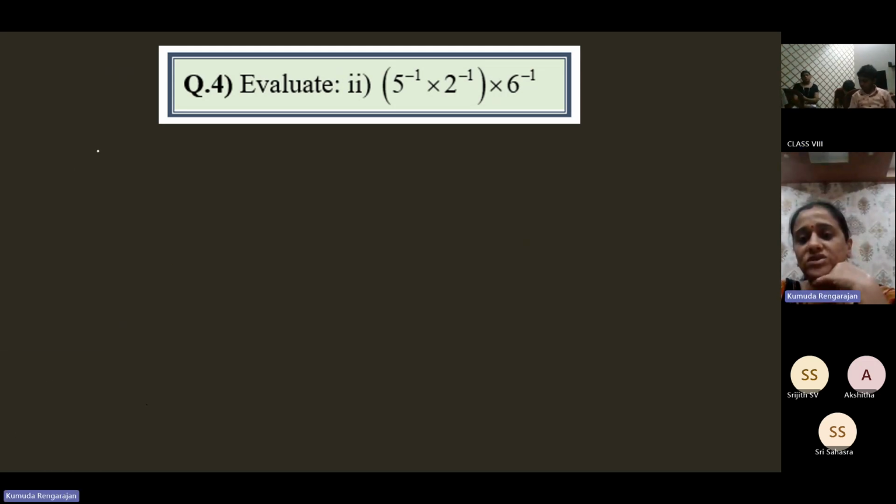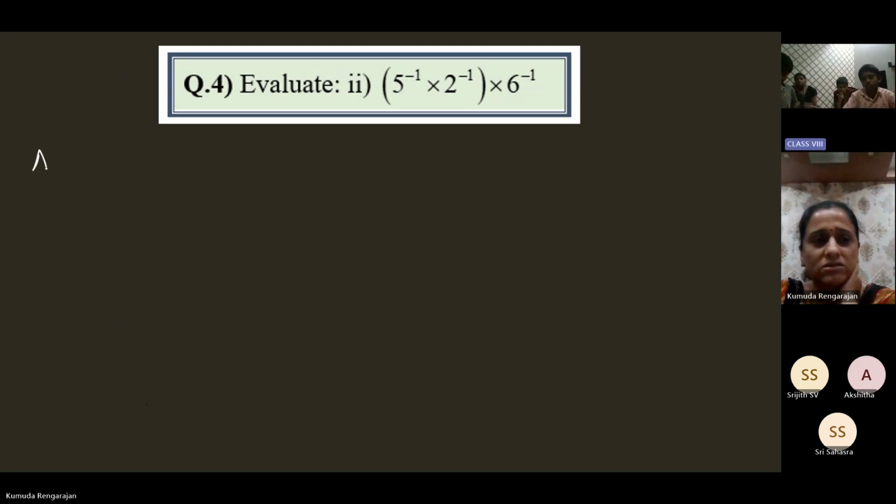What rule can be used here? The bases are all different, but the power is the same. And it's multiplication. Multiply the powers. Ma'am, can we do it, ma'am? Yeah, okay. Try and let me know. Yes, ma'am.